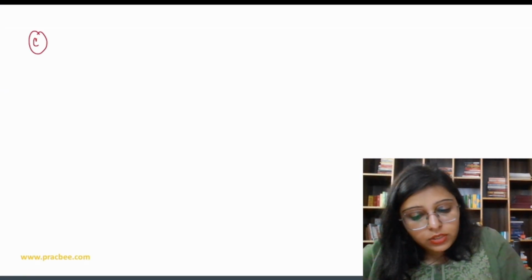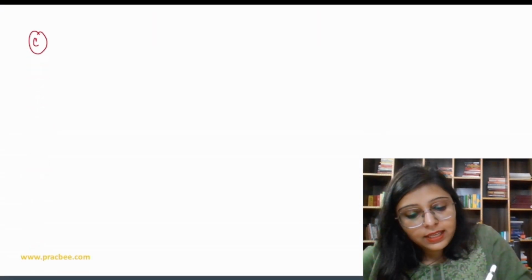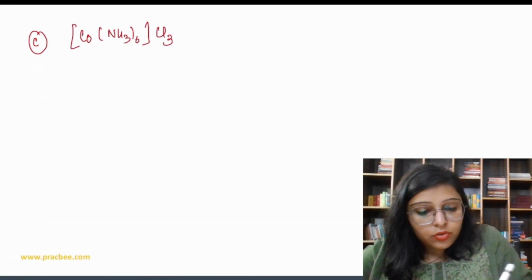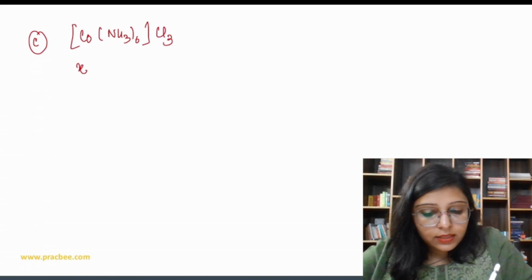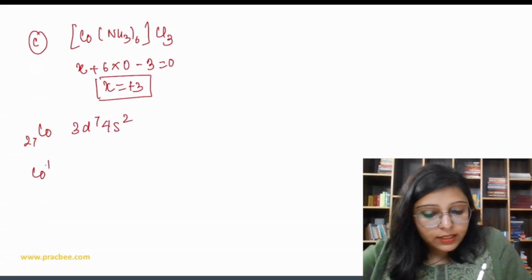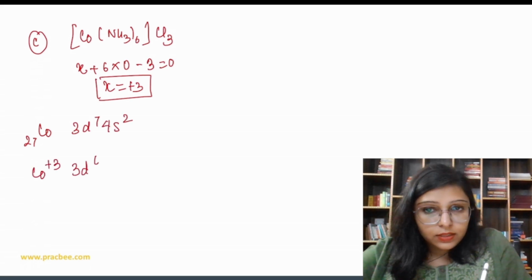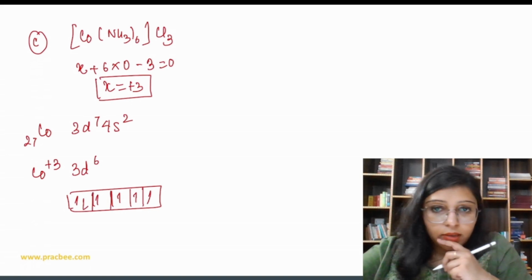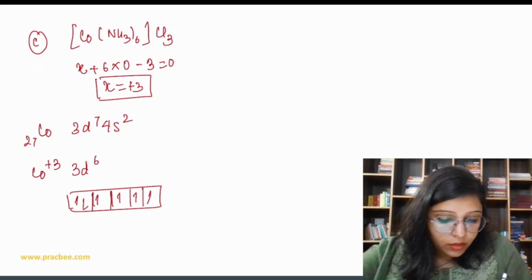C. So C is [Co(NH3)6]Cl3. First find out the oxidation number. X plus 6 into 0 minus 3 is equal to 0, and X is plus 3. Cobalt is 27, 3d7 4s2. So cobalt 3 plus is going to be 3d6. So 3d6, how can we write? 1, 2, 3, 4, 5, 6. And now we have 4s and 4p.